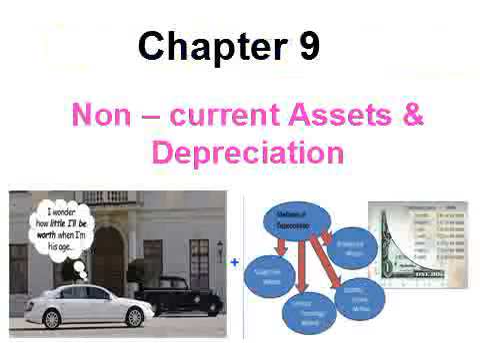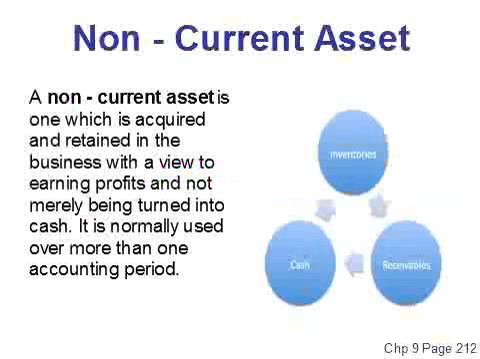Chapter 9. Non-current assets and depreciation. Non-current asset. A non-current asset is one which is acquired and retained in the business with a view to earning profits and not merely being turned into cash. It is normally used over more than one accounting period.